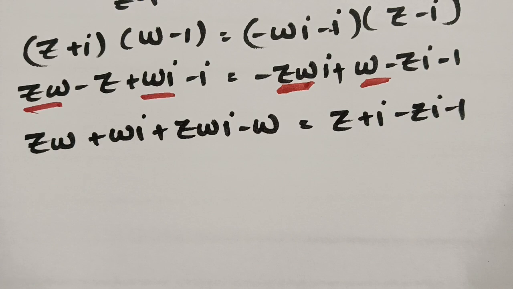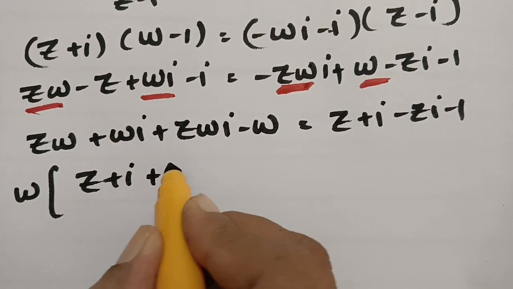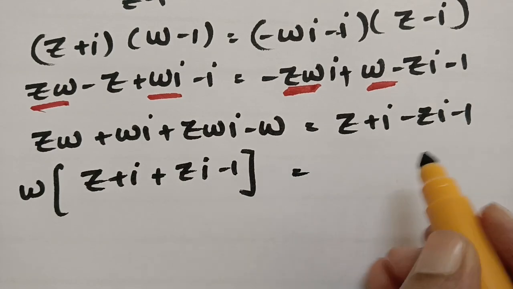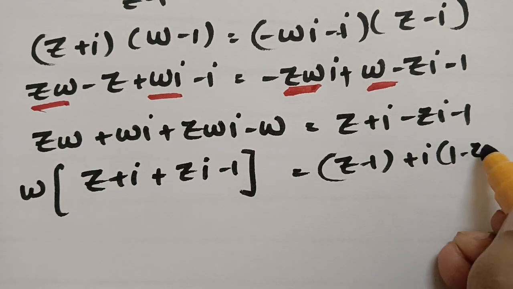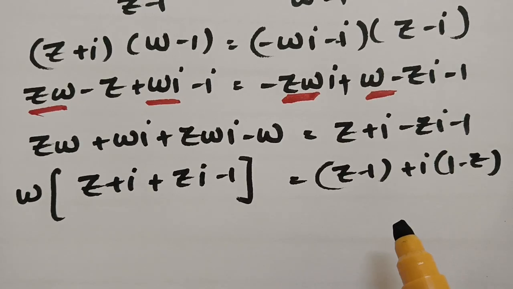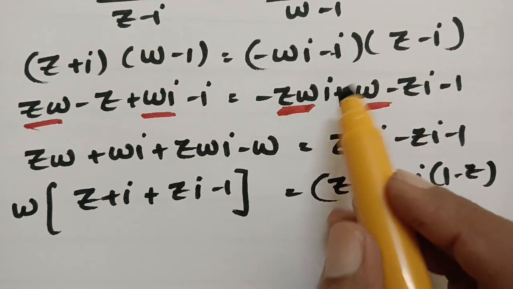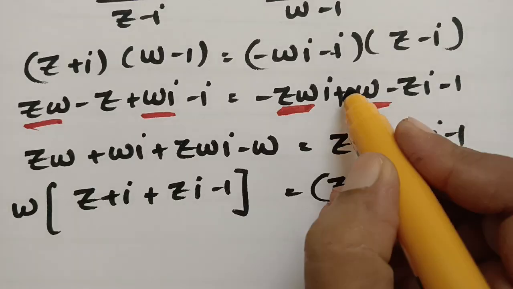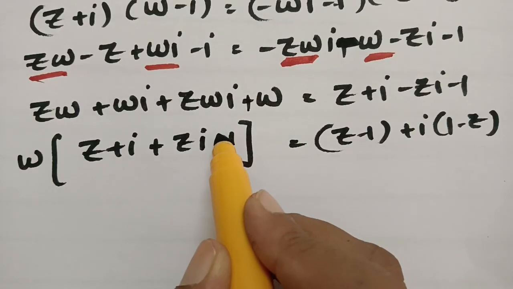W, if I take w common, this will be z minus i plus this is zi minus 1, zi minus 1. And here also the same thing, this is z minus 1. If I take i common, this will be 1 minus z. And see here, if you go like this, see this multiplication, this is minus zwi, and if I multiply these two, minus into minus plus i square value is minus. See here, this is minus here. If I send to the other side, this minus is going to become plus and this value is plus.